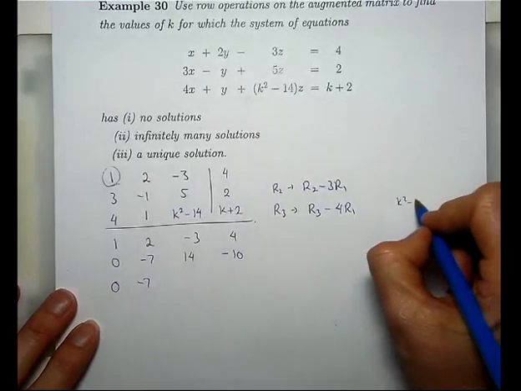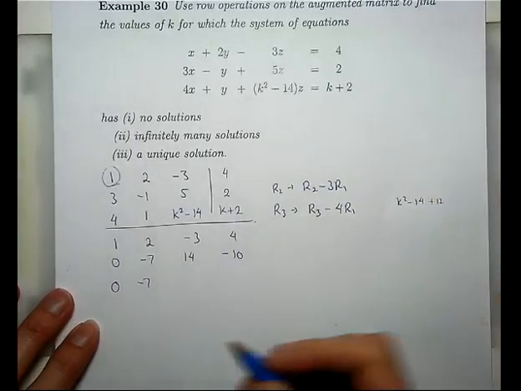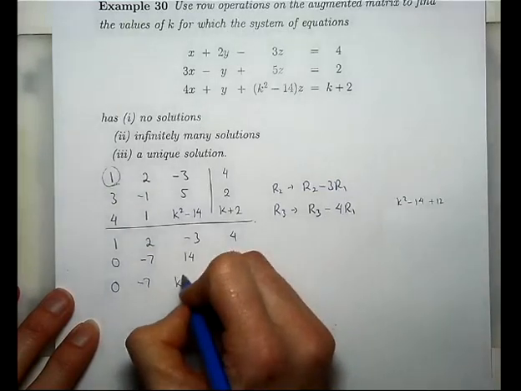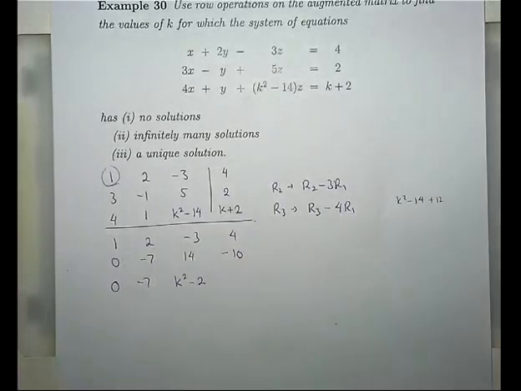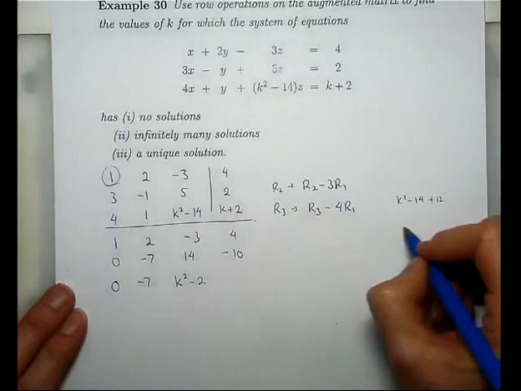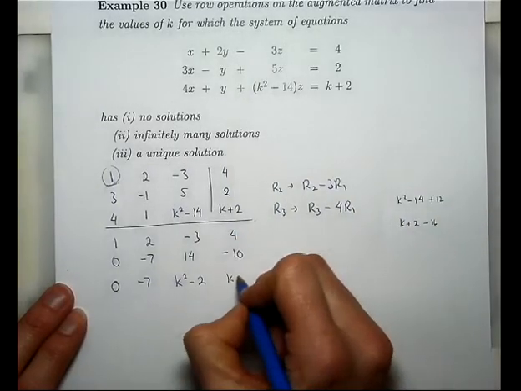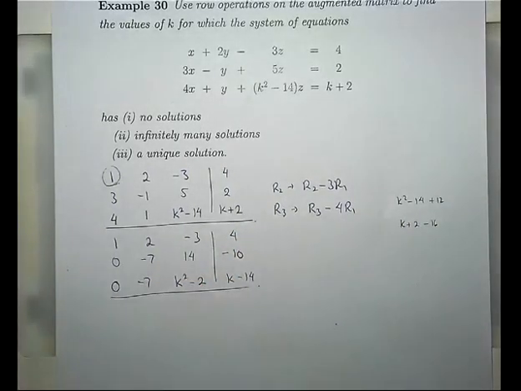1 take away 8 is minus 7. Okay, k squared take 14 plus 12. K squared take 2. Now k plus 2 take 16. Okay, just do it exactly the same. The k's just hang around and you can add the numbers up. Okay, so far so good.